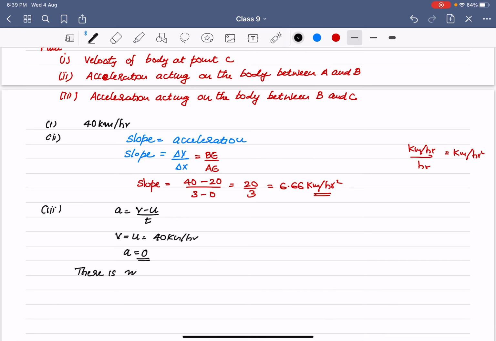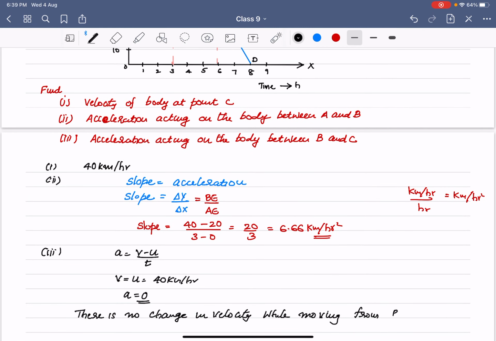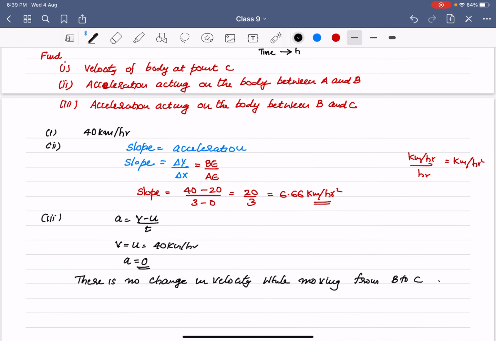There is no change in velocity while moving from B to C. Hence, acceleration is equal to 0.